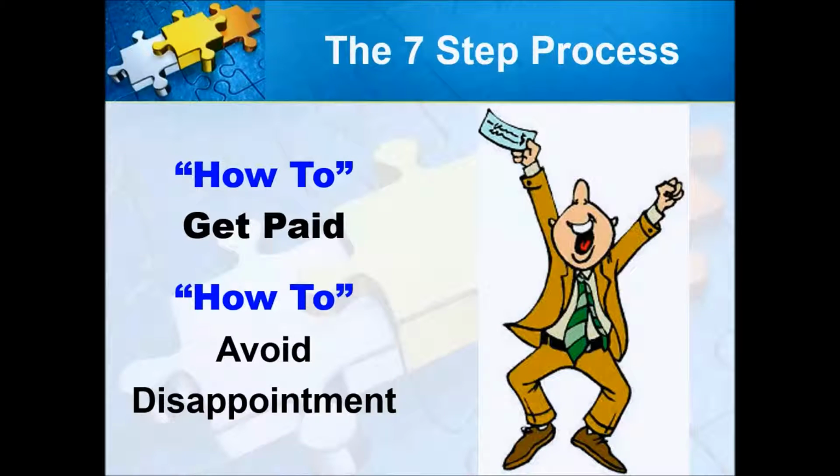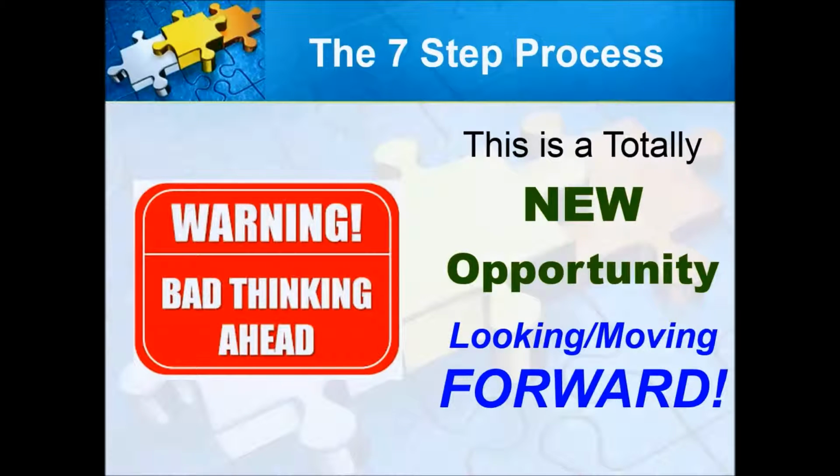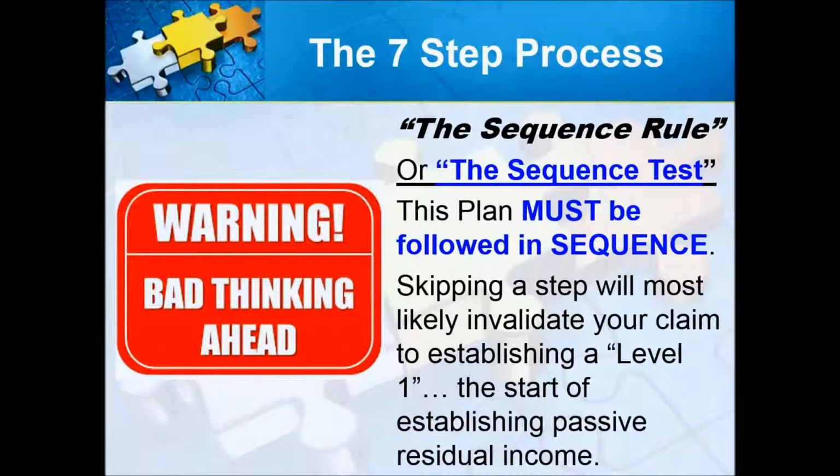And obviously the main theme with this video is, how do you get paid and how do you avoid disappointment? People are going to have disappointment when they're trying to apply the rules of other programs that they may be aware of, or may have experienced in other companies or other MLM type programs. This is not an MLM program, but some people are trying to apply their rules, and that's not going to work. So there's a sequence test.